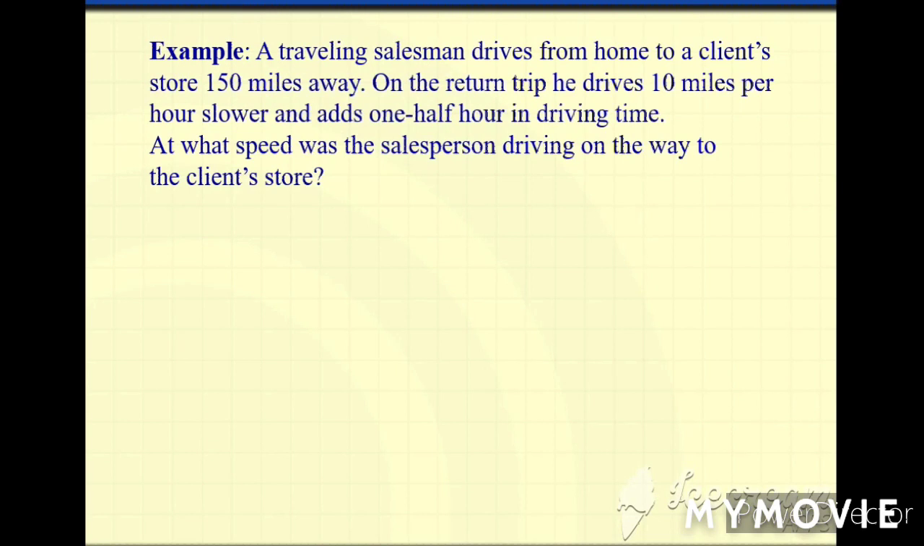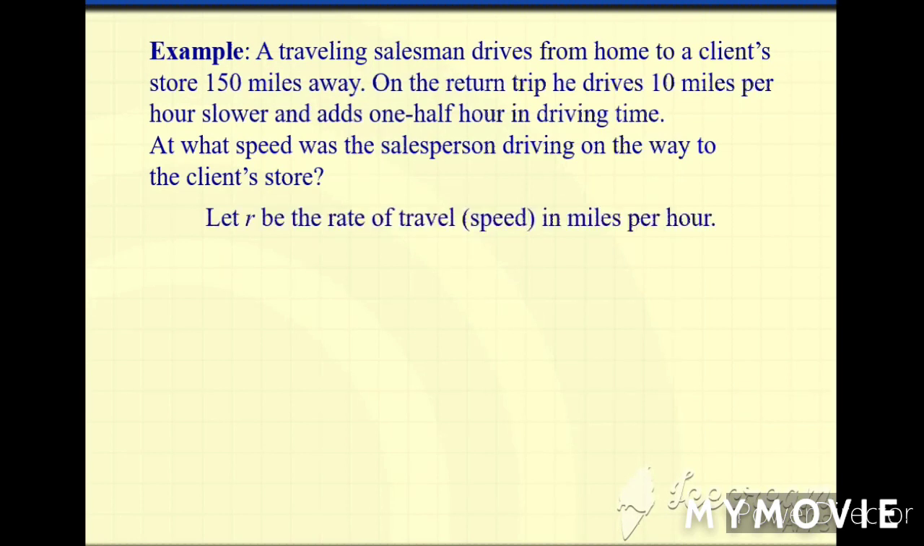Another example, a traveling salesman drives from home to a client's store 150 miles away. On the return trip, he drives 10 miles per hour slower and adds 1/2 hour in driving time. At what speed was the salesperson driving on the way to the client's store?